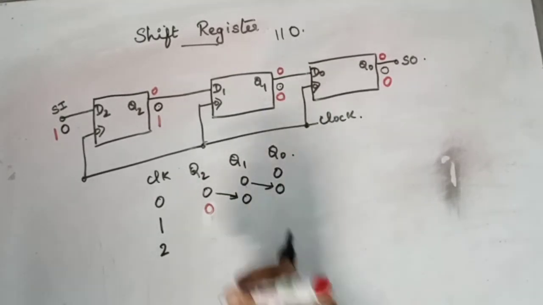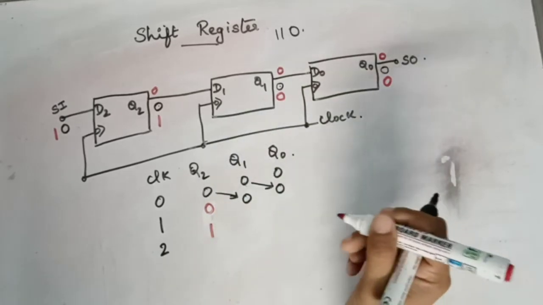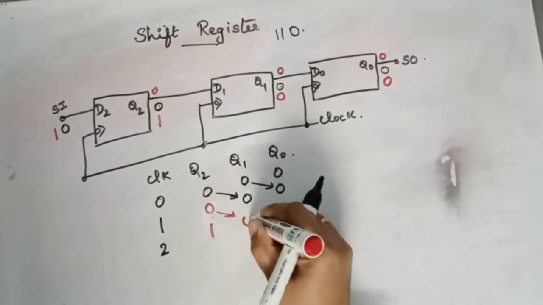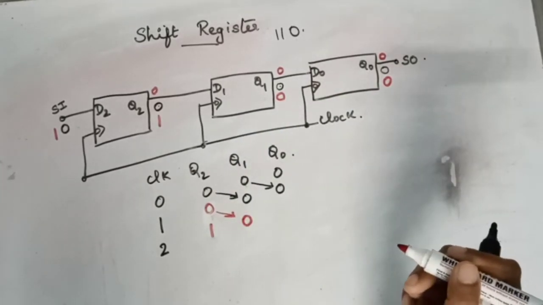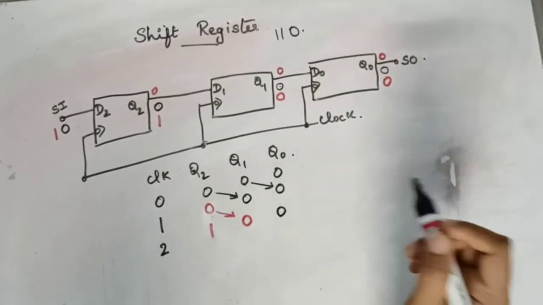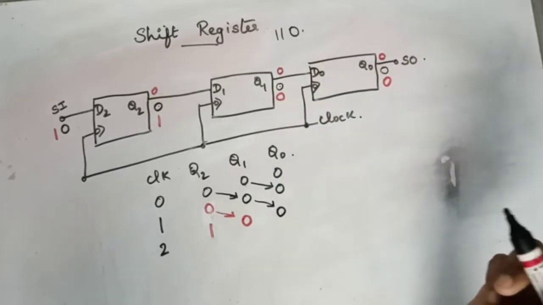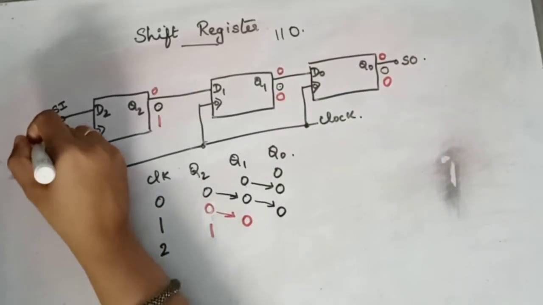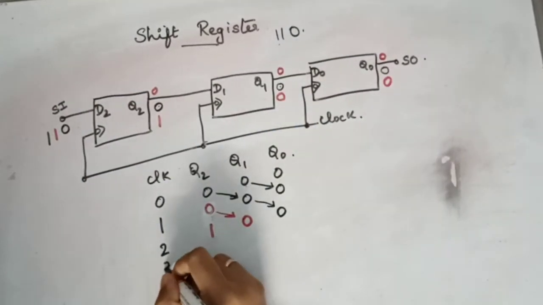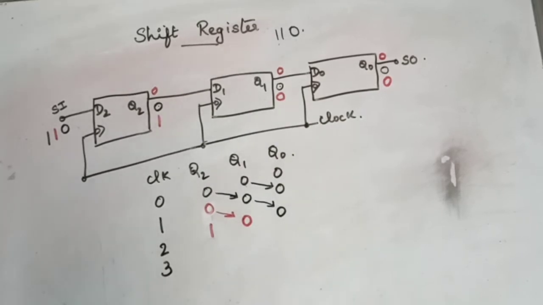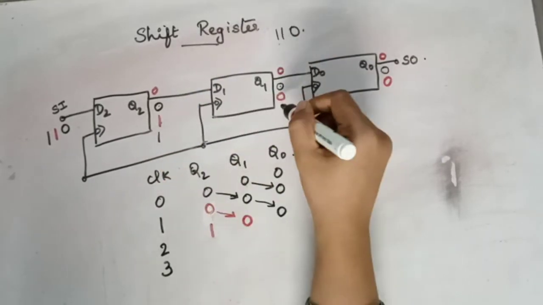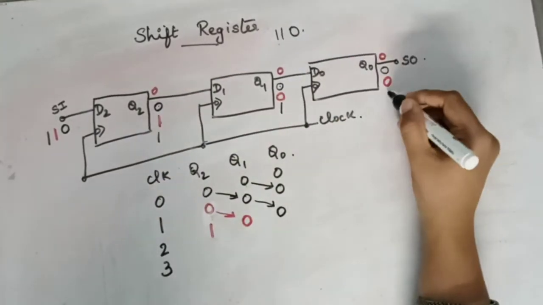Right? So 1 comes here, new 1. And this 0, which is my actual data, will come here. And this 0, which I had cleared and kept, that 0 comes here. Then I'll apply the next one, MSB, and apply the clock. So my 1 comes here, this red 1 comes here, this red 0 comes here.